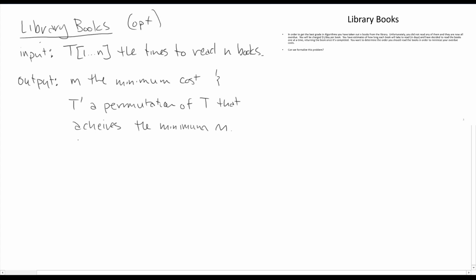Now here I'm being a little bit vague. What do you mean achieves the minimum M? And we could actually go into a little bit more detail about that. But that's going to be the next thing that I want to ask ourselves.